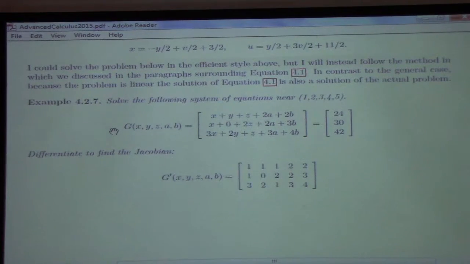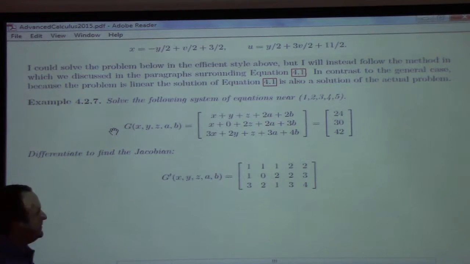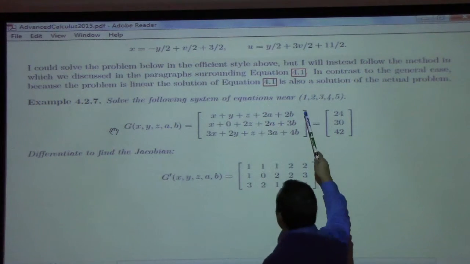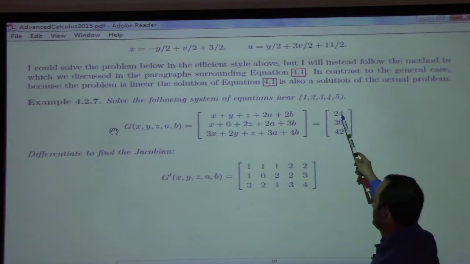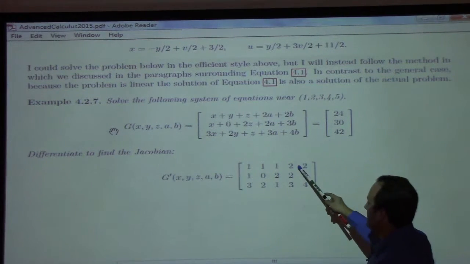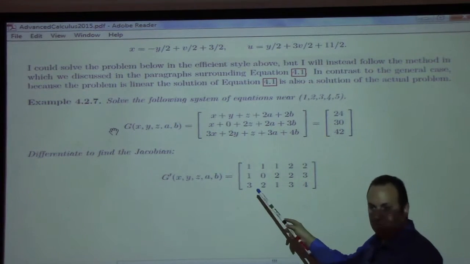Here's a different problem. I thought these linear problems were good to see what's going on here without getting distracted by a multitude of e to the x's and sines and cosines and whatever else I might do to you. So here's 3 equations and 5 variables. The question is, we expect to be able to solve for what? 3 of the variables in terms of the remaining 2.